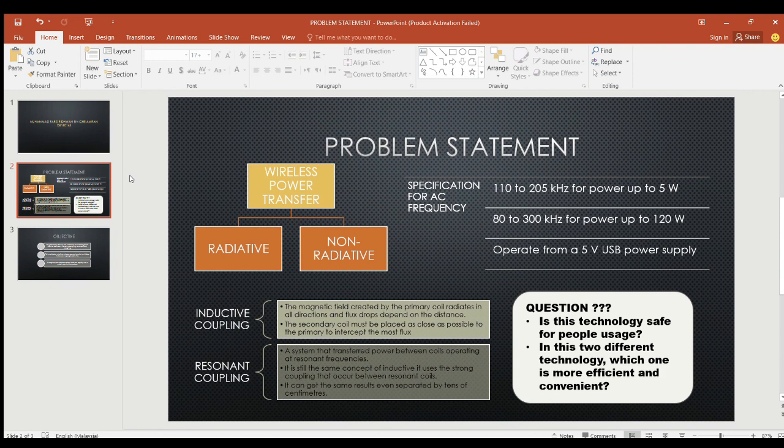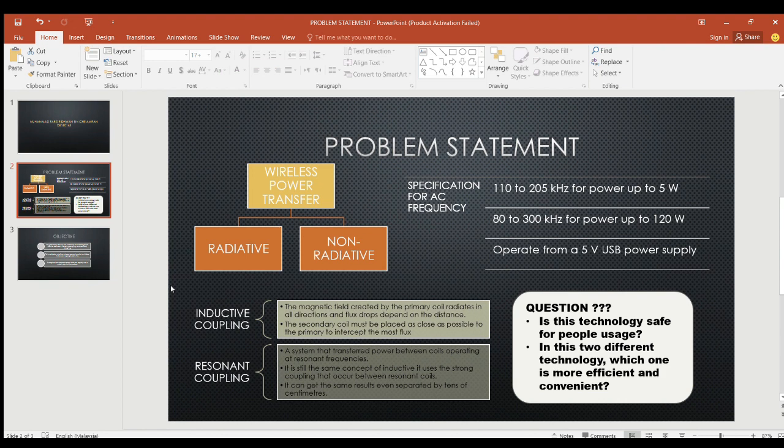So what is the difference between inductive coupling and resonant coupling? In inductive coupling, the magnetic field created by the primary coil radiates in all directions and flux drops depend on the distance. Second, the secondary coil must be placed as close as possible to the primary to intercept the most flux.